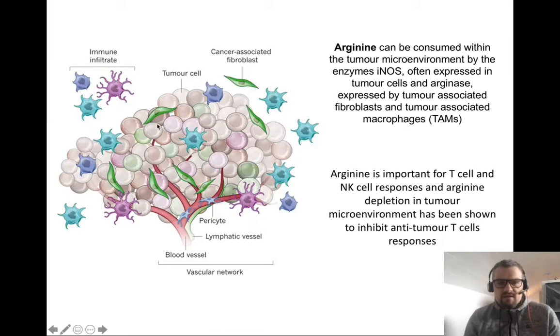So, for instance, here are a couple of examples. We know that within the tumor microenvironment, arginine can be consumed by enzymes. For instance, iNOS is an enzyme that uses arginine to make nitric oxide. You also get expression of arginase by tumor microenvironment associated cells. So we know that arginase can be aberrantly expressed in fibroblasts in tumors or in tumor associated macrophages, and these cells will be depleting the levels of arginine available for infiltrating T cells, for instance. And as per the previous slide, arginine is important for mTOR activity, but actually arginine is also just important for the basic metabolism of T cells and NK cells, and we know that arginine deficiency affects these cells' ability to show anti-tumor functions.